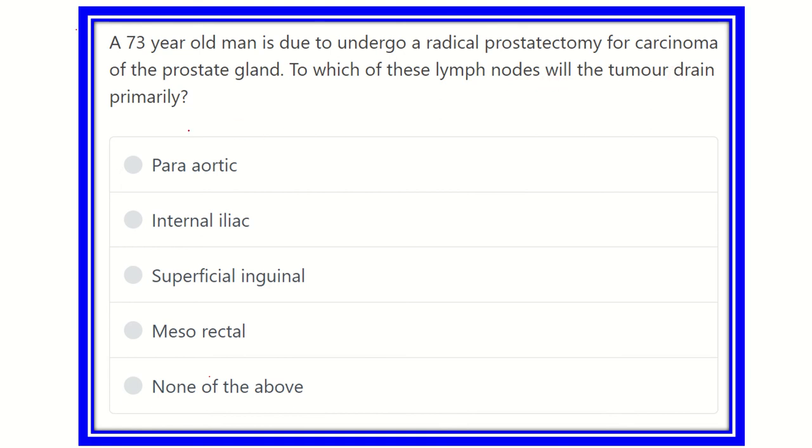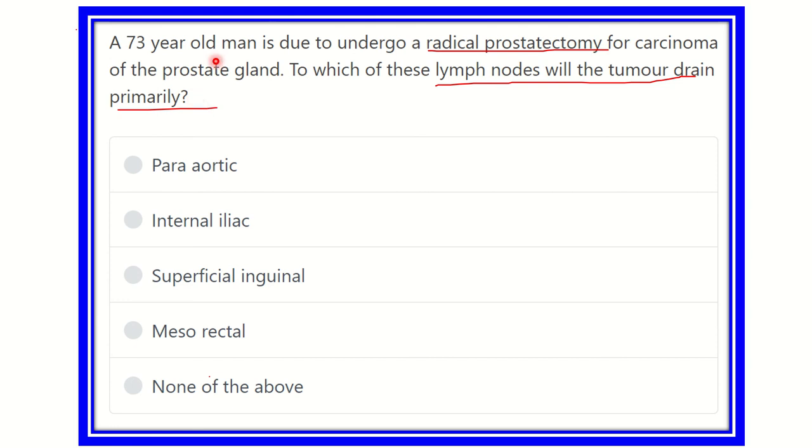After careful reading, we can see a 73-year-old man has undergone radical prostatectomy. That means the prostate gland and some other structures outside the prostate gland are also removed for carcinoma of the prostate gland. To which of the lymph nodes will the tumor primarily drain? That means, what is the lymphatic drainage of the prostate?